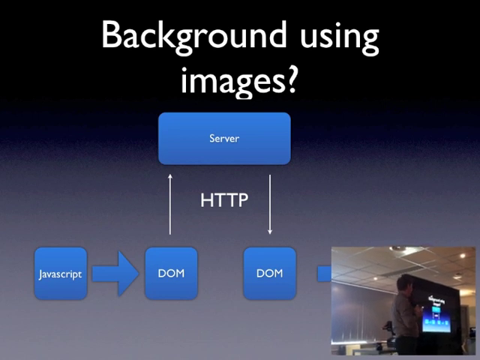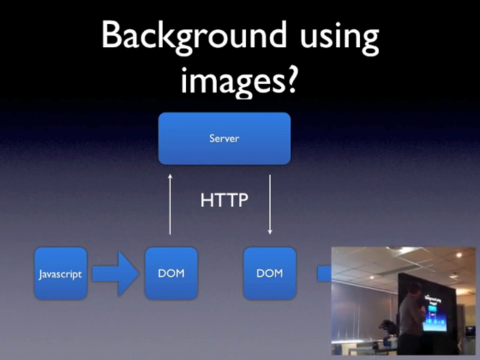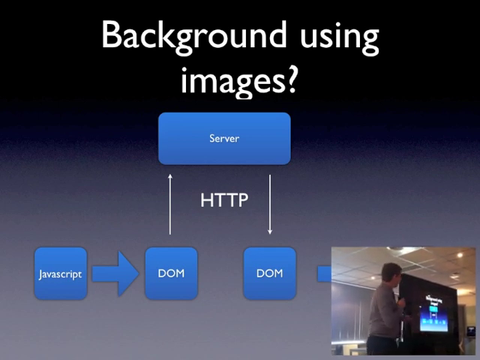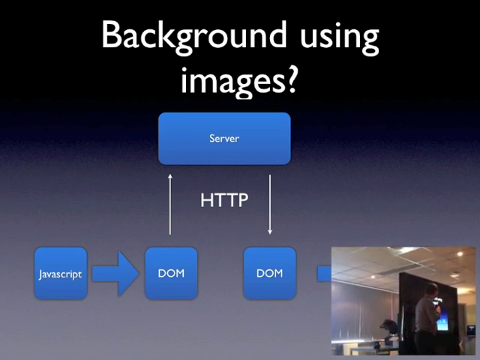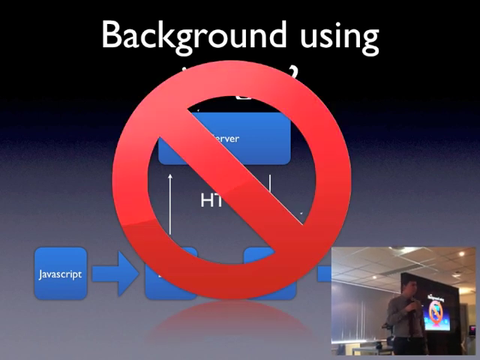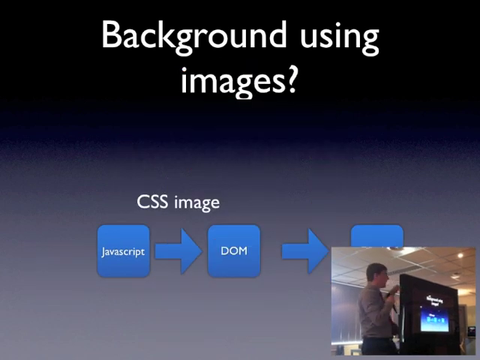Something like backgrounds using images. Some people update the DOM with JavaScript, like setting a background URL. In the worst case, they go to a server, fetch that image, update the DOM, and update the display, which is a very bad idea. We already talked about that. Lots of things can be done with CSS images.